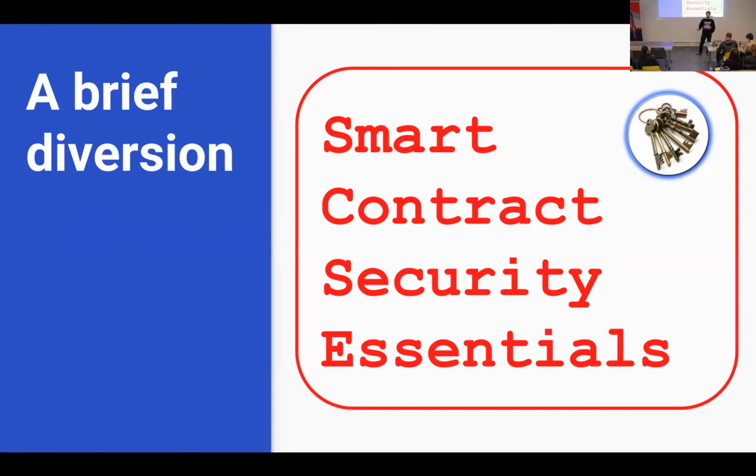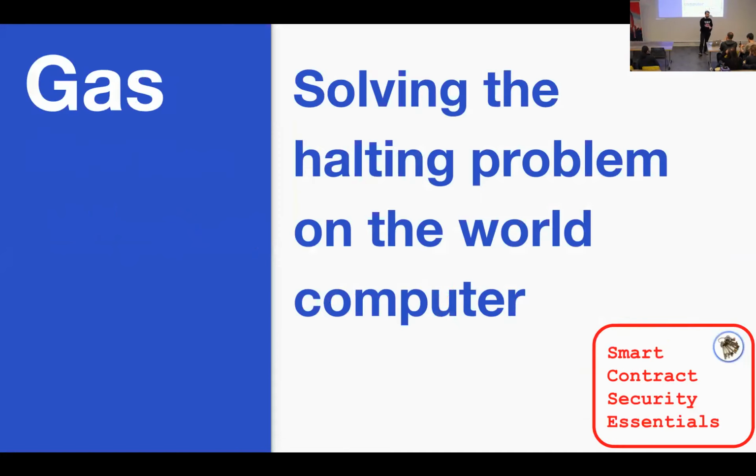First, a brief diversion. I'm going to cover really quickly some smart contract security essentials. So one very important concept, we have gas. This solves the halting problem on the world computer. When everybody is on the same computer running the same programs or can publish their own programs, how do you prevent people from publishing things that will run in an infinite loop? Gas, you meter the instructions, the operations.